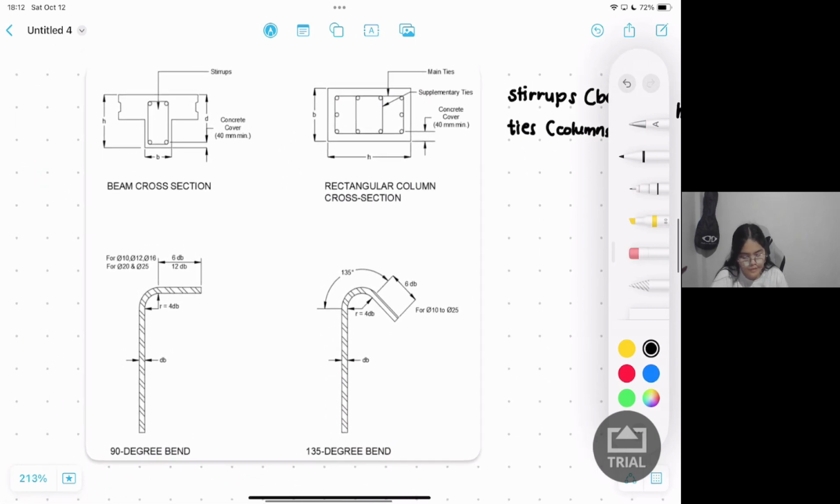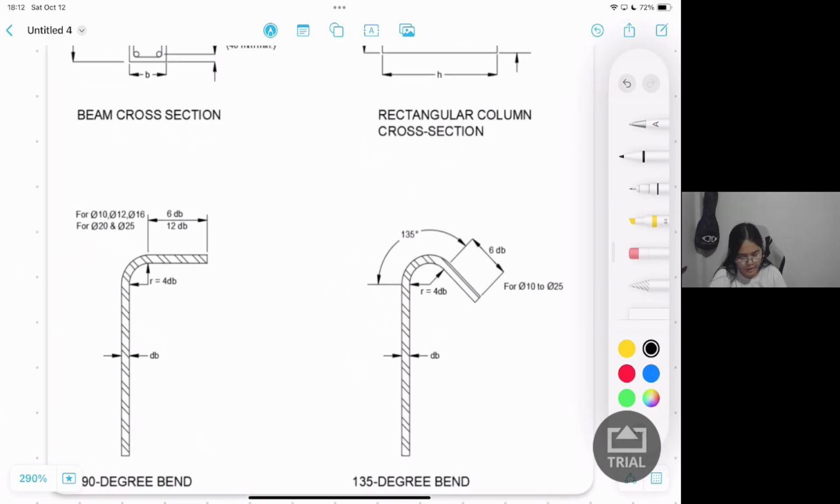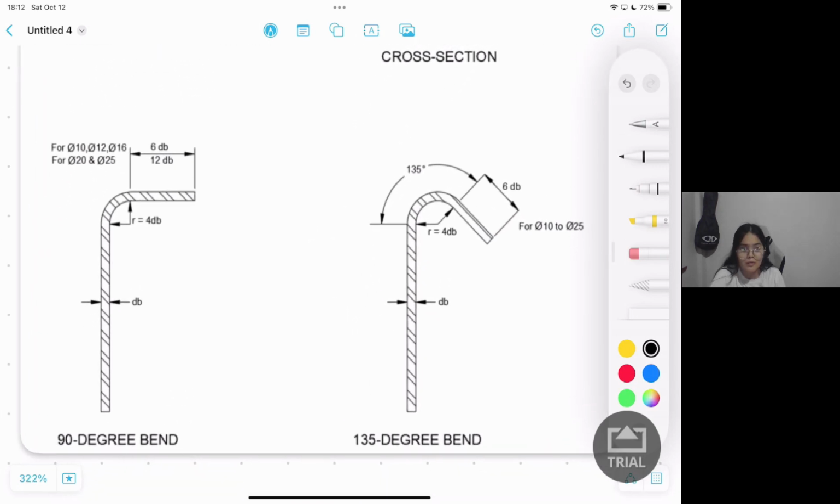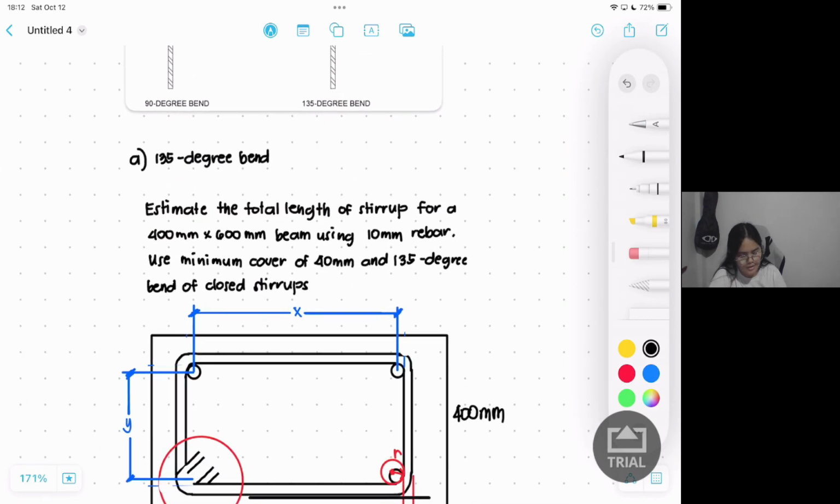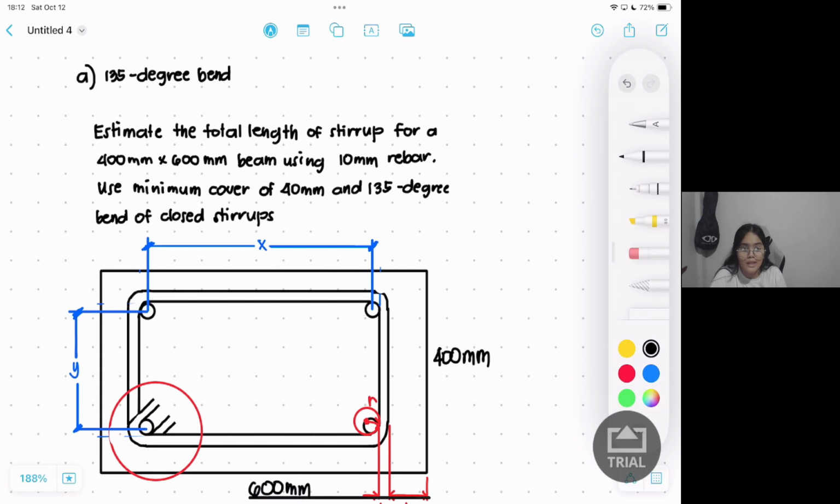So, dito sa mga provisions natin, meron tayong 90 degree bend and the 135 degree bend. Okay? So, different naman yung magiging provisions natin dito. Okay? So, for our example, compute na lang natin si 135 degree bend. Okay? And we have a problem. Estimate the total length of stirrup for a 400 mm by 600 mm beam using 10 mm diameter bar and use minimum cover of 40 mm and 135 degree bend of closed stirrups.